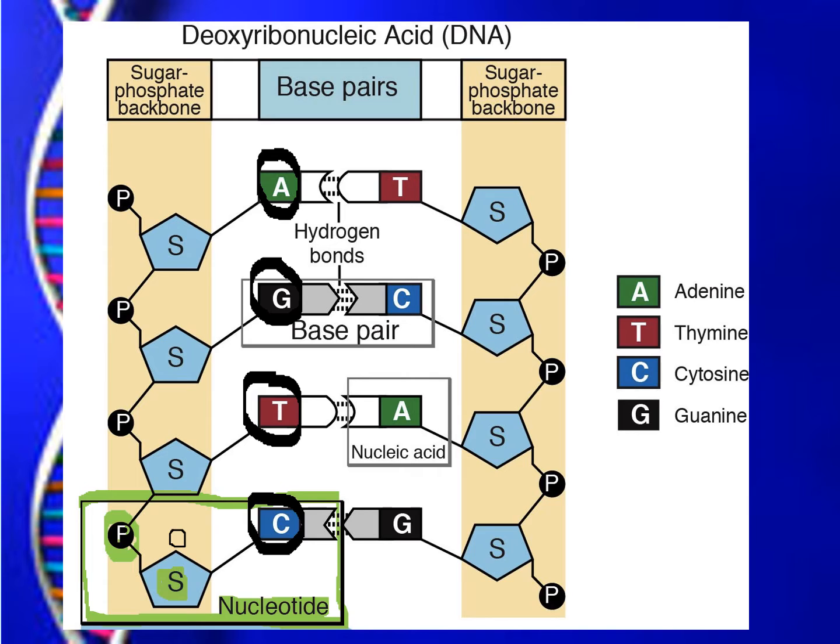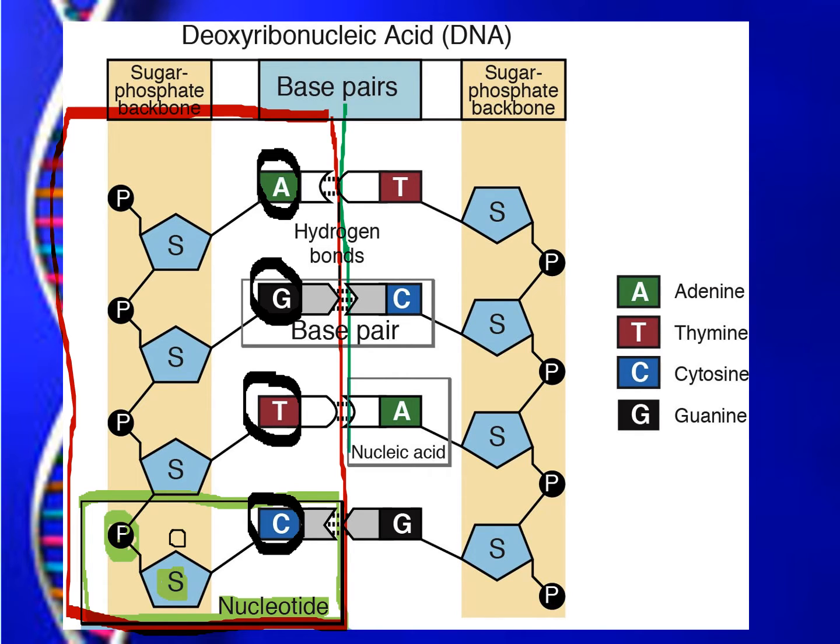We also know that a DNA molecule consists of two DNA polymers. So I'm going to highlight the polymer on the left in a red color, and then I'm going to highlight the polymer on the right in this green color.